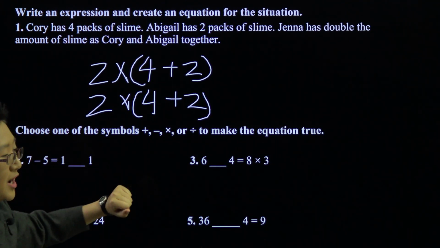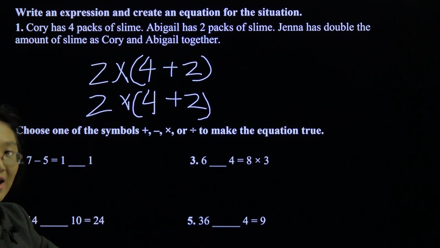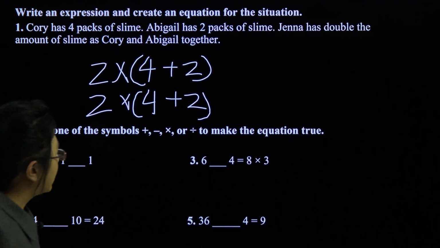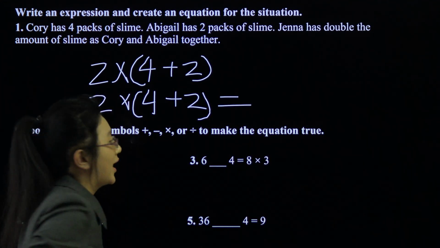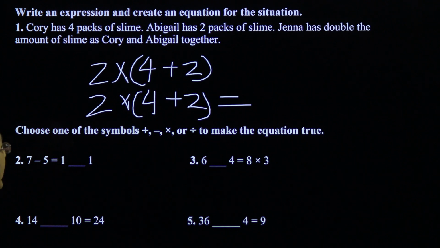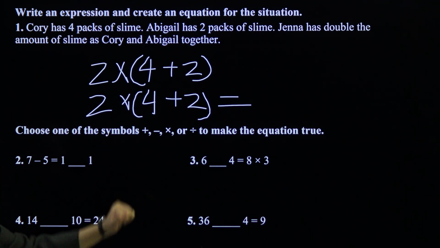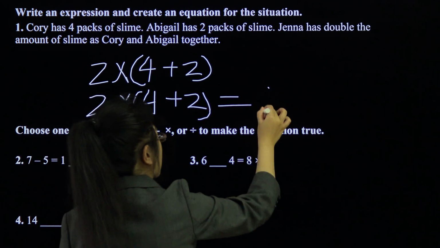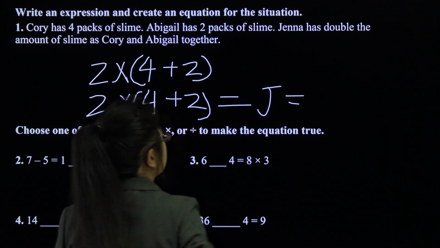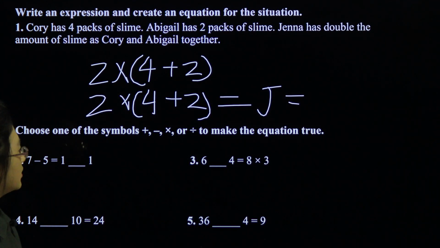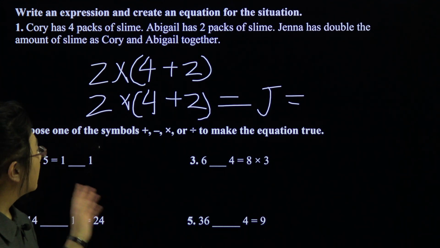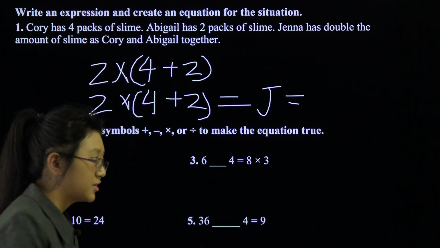Now one of these is an expression. Well, both of these are expressions at the moment. So let's add an equal sign to one of them to make it an equation. Now what is this equal to? Well, it's equal to Jenna's amount, but it's also equal to, brackets first, 4 plus 2. 4 plus 2 is 6. 2 times 6 is 12.